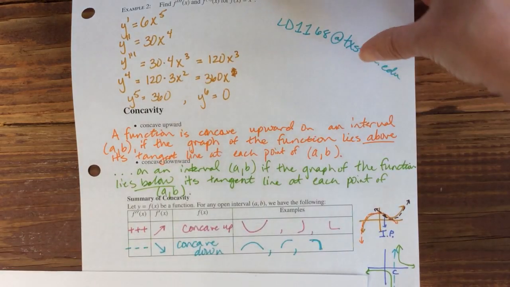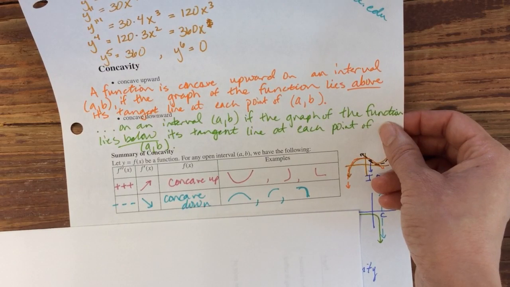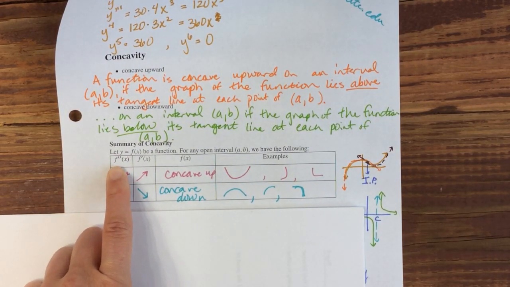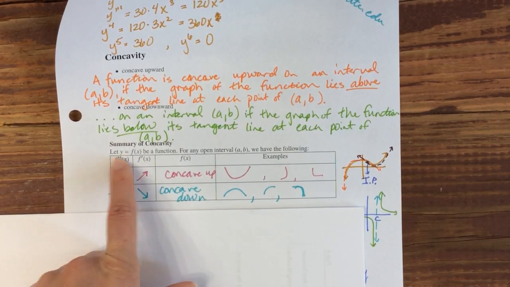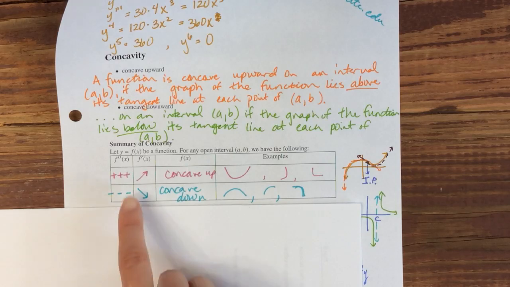So here is a very crucial table that I need you to know. And it links how the second derivative and the first derivative are tied together. So, let y equal f of x be a function. For any open interval a to b, we have the following.